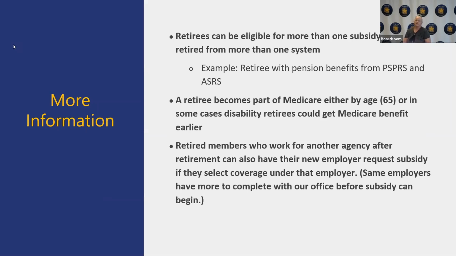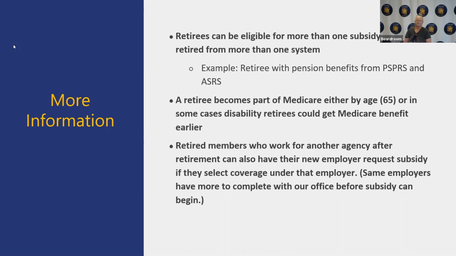A member can also be eligible for more than one subsidy. For example, if they retire from public safety and they go work for another agency and get another retirement through Arizona State, they would get their public safety subsidy and their Arizona State subsidy.